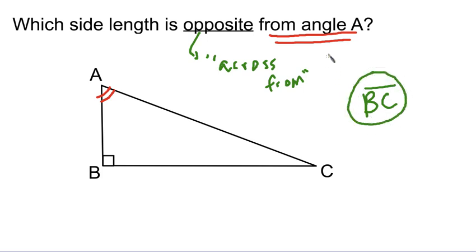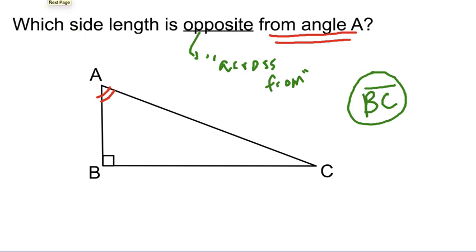If I instead ask, what's the side length opposite from angle C? From this perspective, go directly across, and that would be side length AB. So the point of reference is the key to understanding the relative notions of opposite, and as we're about to see, adjacent.